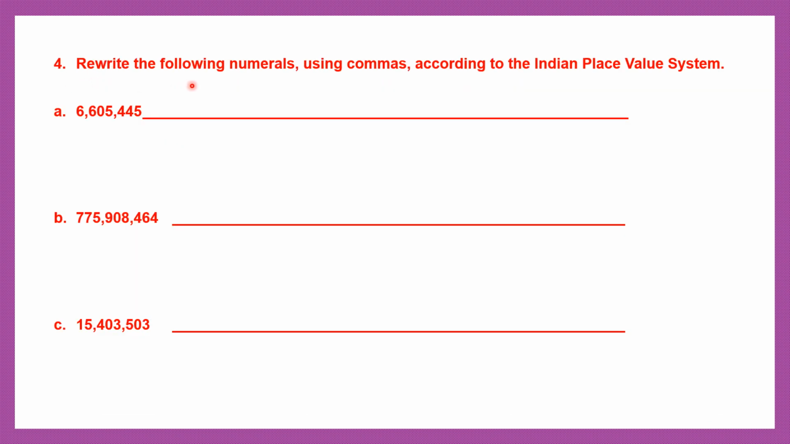Question 4. Rewrite the following numerals using commas according to the Indian place value system. Now, in which system have the commas been placed here? Here, as you can see, there are 3 digits, comma, 3 digits again. There's a comma. That means this is in the international system. So we have to rewrite these numbers here and place commas according to the Indian place value system. So first thing we're going to do is take this number and write it as it is without the commas. Let's leave out the commas.